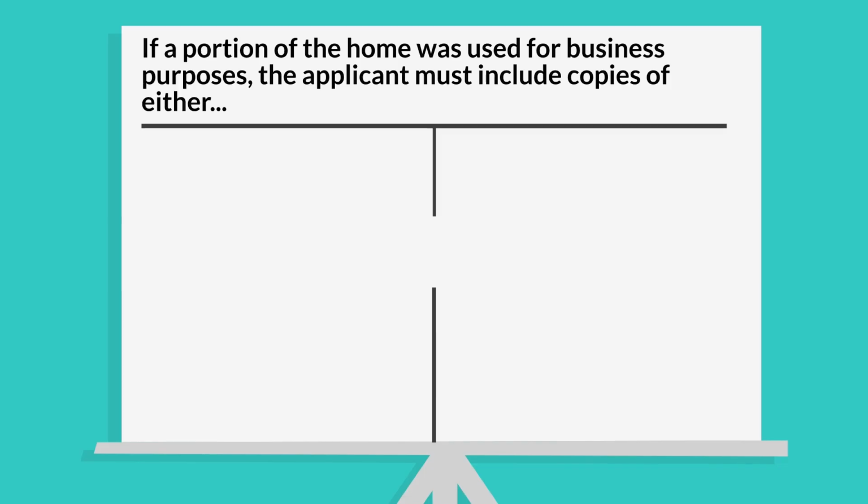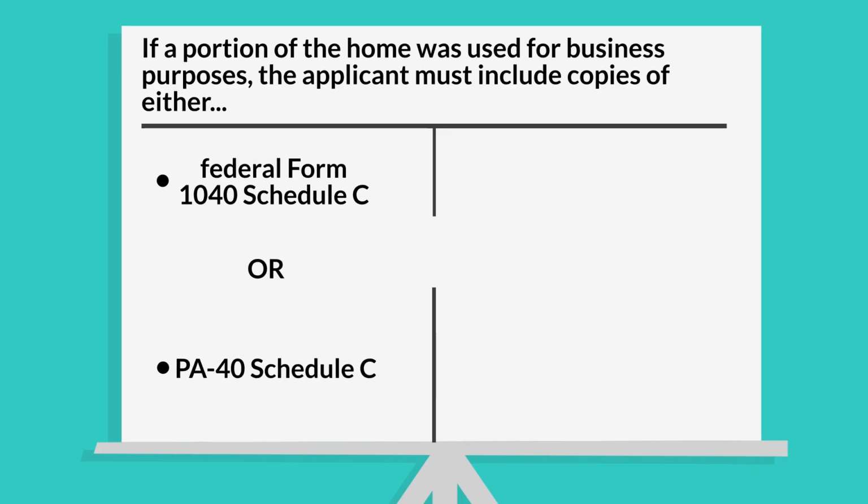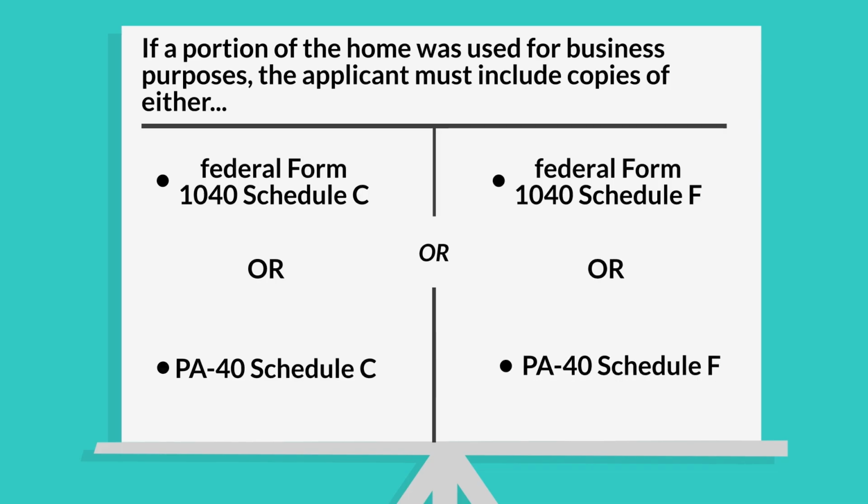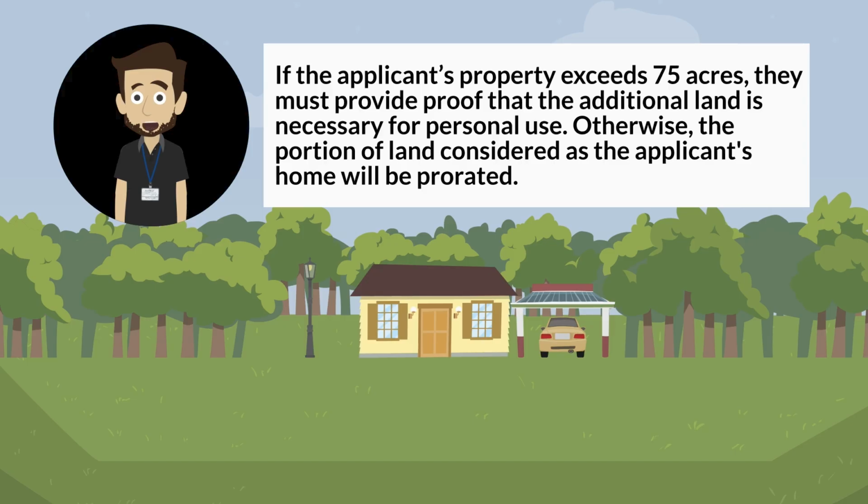If a portion of the home was used for business purposes, the applicant must include copies of either a Federal Form 1040 Schedule C or a PA-40 Schedule C, or a Federal Form 1040 Schedule F or a PA-40 Schedule F. In addition, if the applicant's property exceeds 75 acres, they must provide proof that the additional land is necessary for personal use. Otherwise, the portion of land considered as the applicant's home will be prorated.